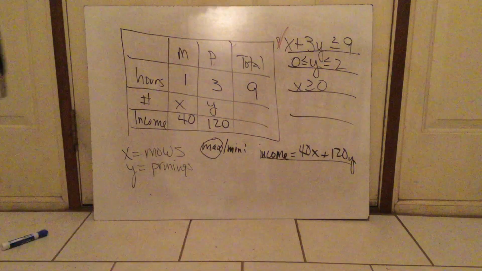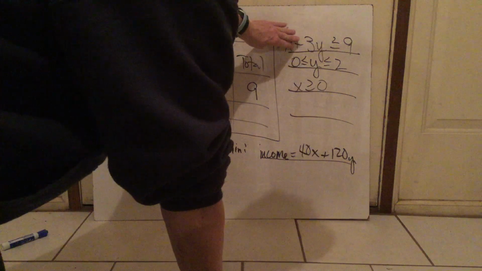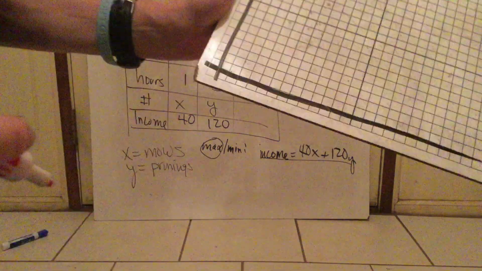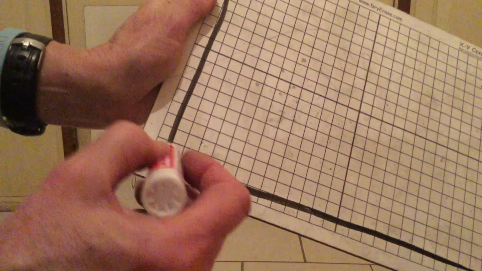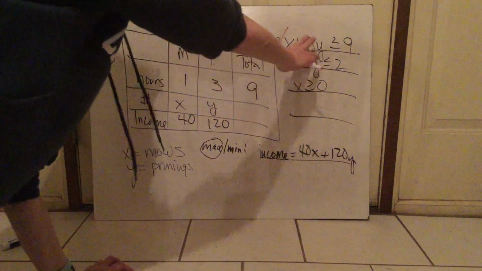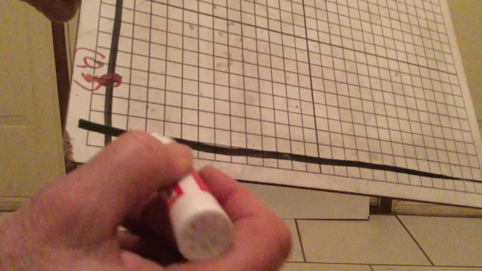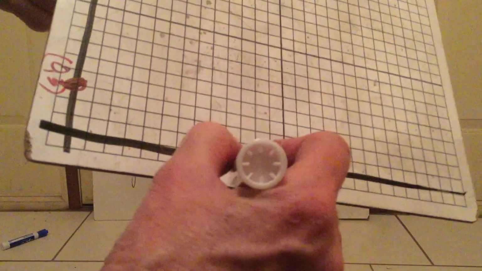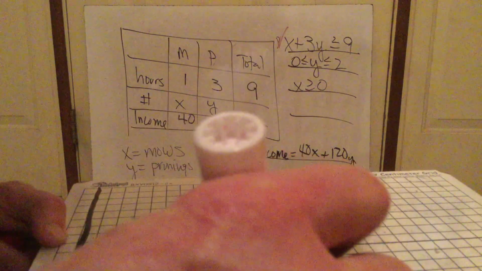So it's got an X and a Y, so that means you have to do one letter at a time. So I'm going to cover up X. And if I cover up X, Y is 3. So I covered up X, and Y is 1, 2, 3. So there's the point 0, 3. Okay. And then if I cover up Y, X is 9. So 1, 2, 3, 4, 5, 6, 7, 8, 9. And then I'm going to connect those with a nice line.